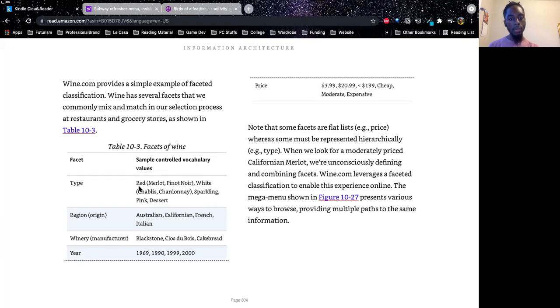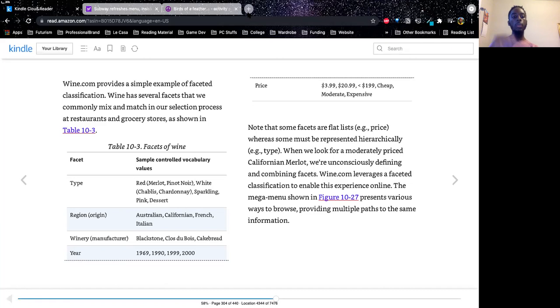Okay, so we have the type, which is red, white, sparkling, pink. We have the region, which could be any of these places, the winery, and the year. And price, right? So different ways that you can organize everything, that you can kind of get an idea of how everything comes together, and how to search for it or how it's organized. Like I imagine on their page, maybe you would see these are different ways in which you can search for wine. Let's see.